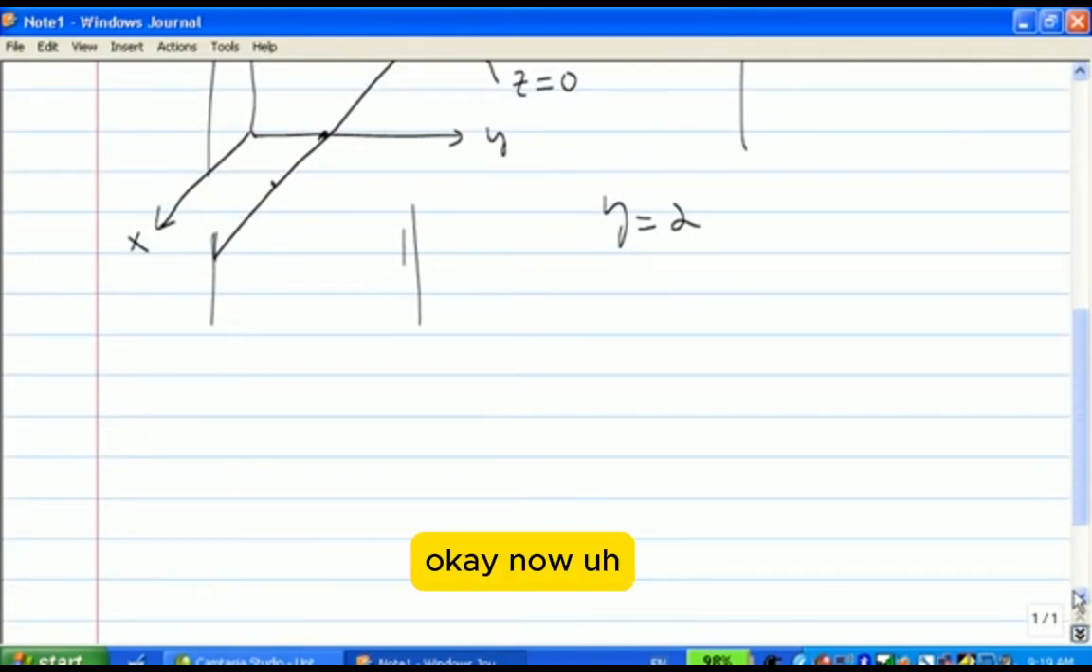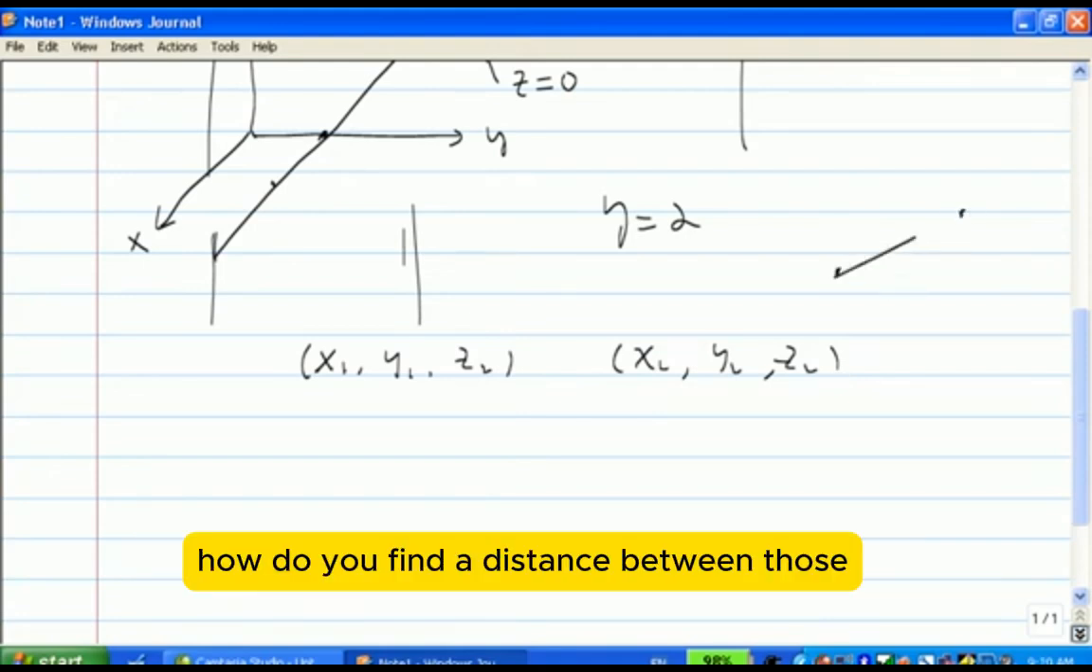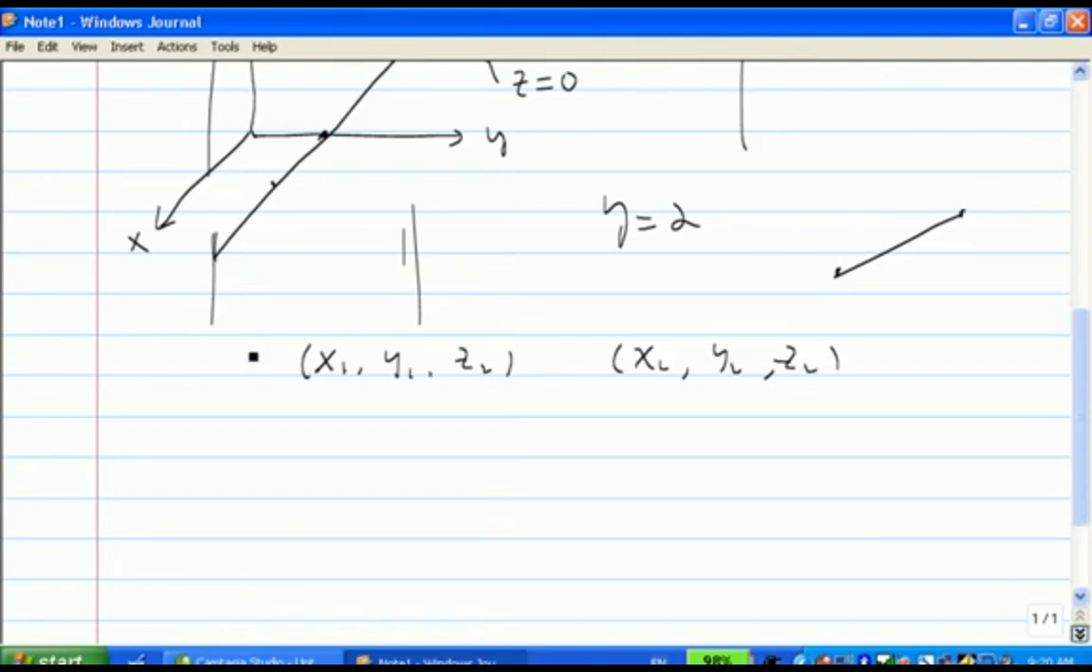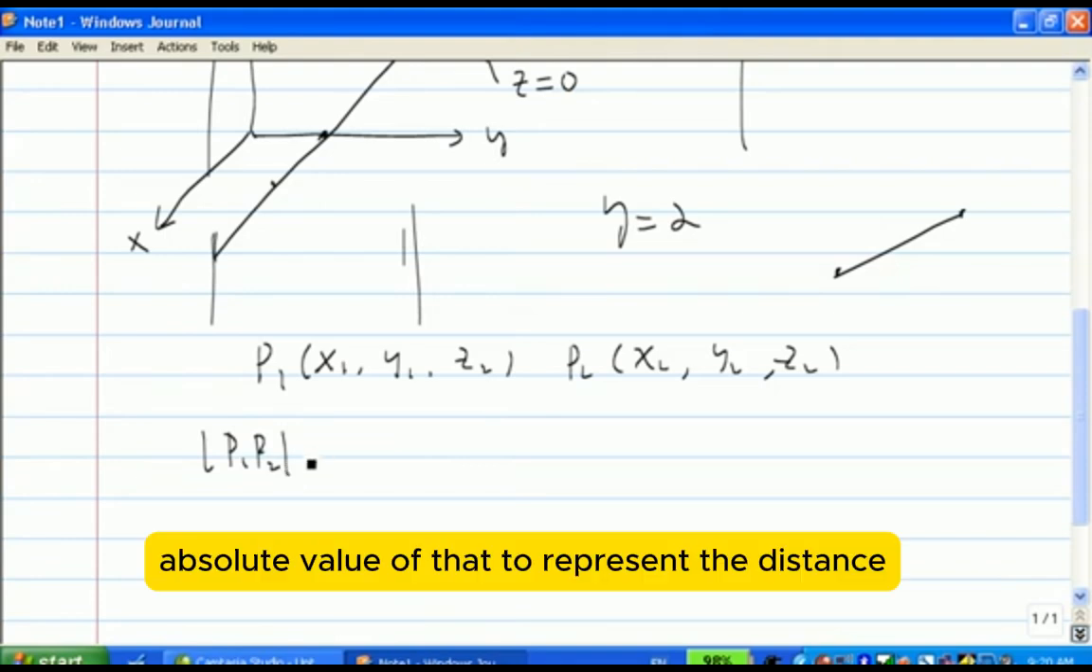Now, if I give you two points, (x1, y1, z1) and (x2, y2, z2), how do you find the distance between them? I give you two points in the space. I call this point P1 and this point P2. We use the absolute value of P1P2 to represent the distance.